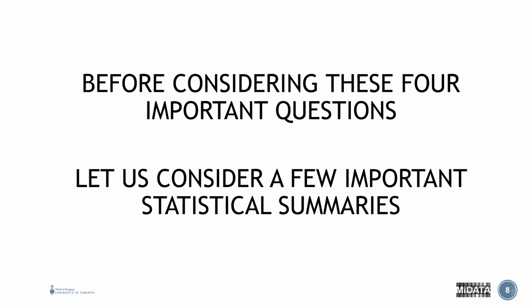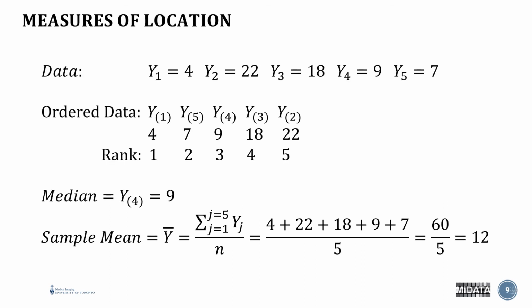Now, before we jump into these 4 questions, let us consider a few important statistical summaries just to build your statistical base, so to speak. Let's start with a common summary statistic, the measure of location. In general, the measure of location is used to identify the center of your distribution. For example, if we use this small data set of 5 values, we could order these values in ascending order, assign them a rank, and then look for the center rank, the middle rank.